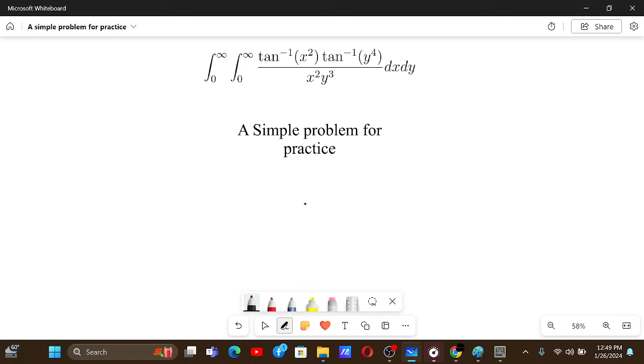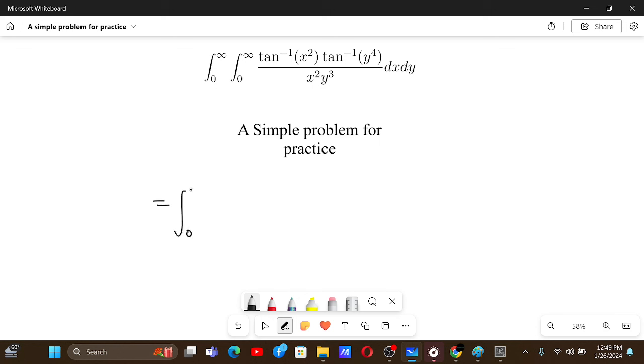A simple problem for practice. So on the board, I have a problem which might look somewhat complex at first, but if you use Fubini's theorem to split it into two single integrals, then it will be really easy after using integration by parts. So let's see how we solve this integral.